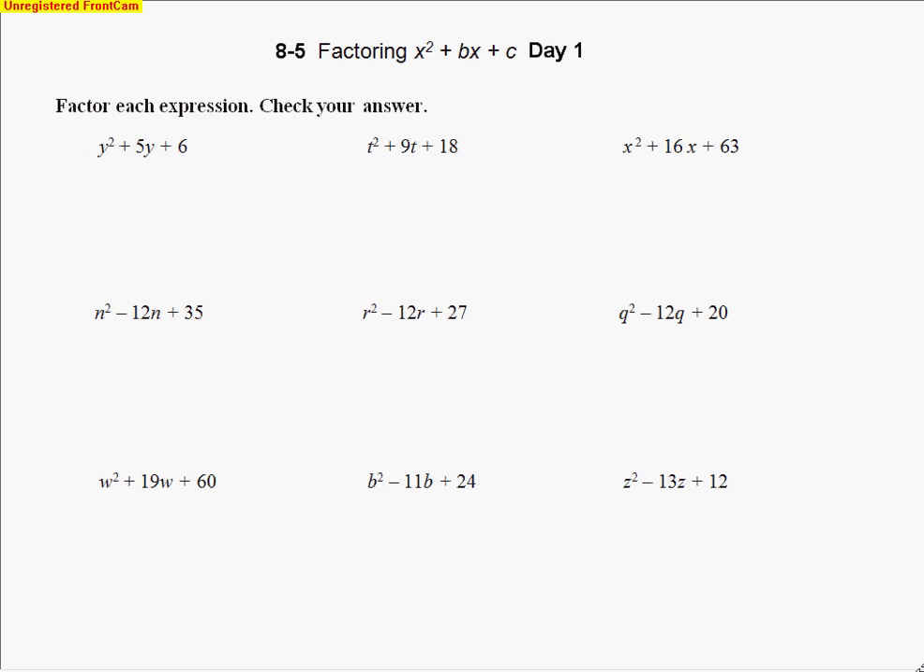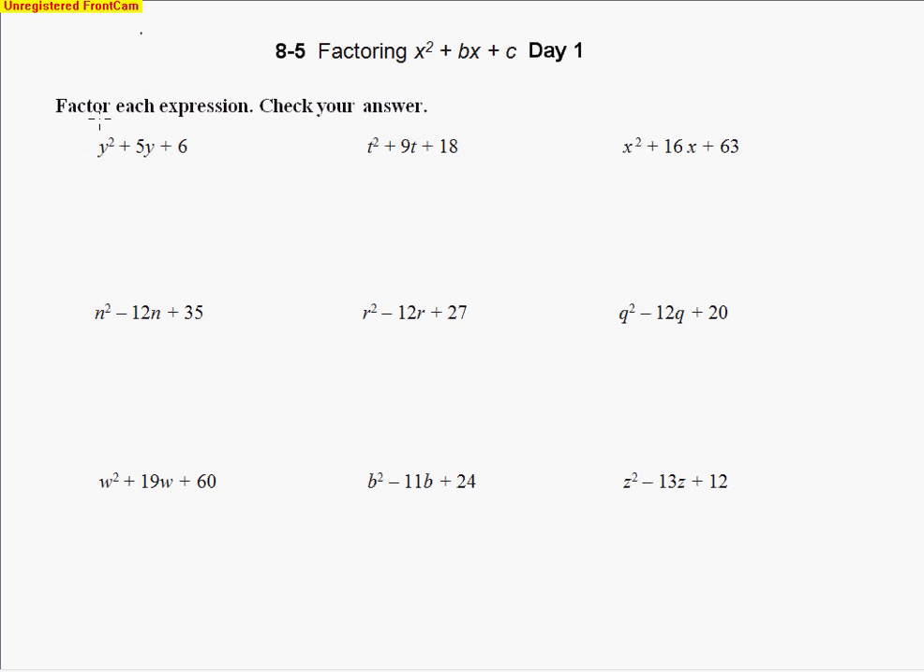This is a lesson for Chapter 8, Section 5, titled Factoring. And we're factoring in this form. It's a trinomial in the form of x squared plus bx plus c. b and c are just coefficients: b is the coefficient in front of x, and c is the constant. We're looking at the first day here.